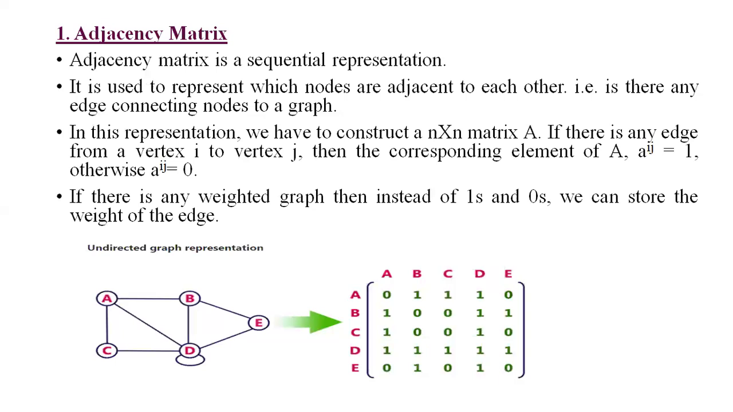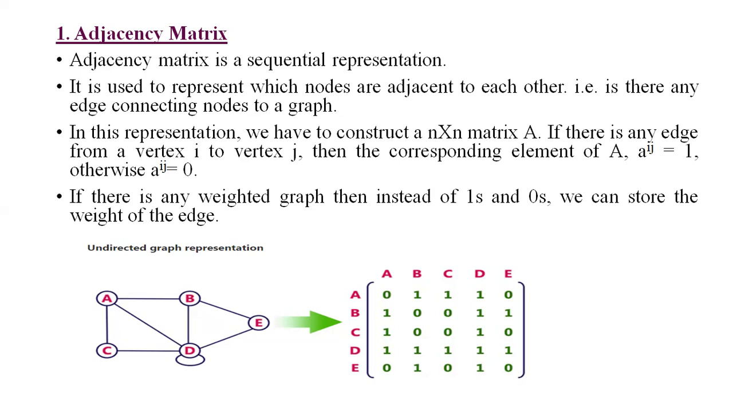So in this representation, we have to construct a matrix A. If there is any edge from the vertex I to the vertex J, the corresponding content A of ij equals 1, otherwise A of ij equals 0. If it is a weighted graph, then instead of ones and zeros, we can show the weight of the edges. Undirected graph.